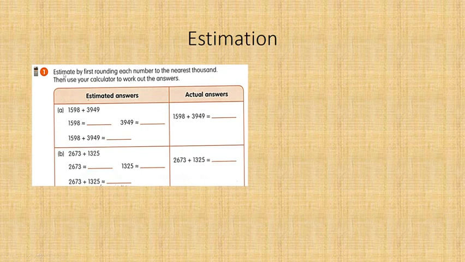Okay, so let's go to our new lesson, estimation. Guys, and there is a surprise here. You can use your calculator in this lesson to make sure of your answers. So here, estimate by first rounding each number to the nearest thousand, then use your calculator to work out the answers. So guys, you know how to round, of course, and you know how to use the calculator. So pause this video for 5 minutes and answer these two questions and then come back to me.